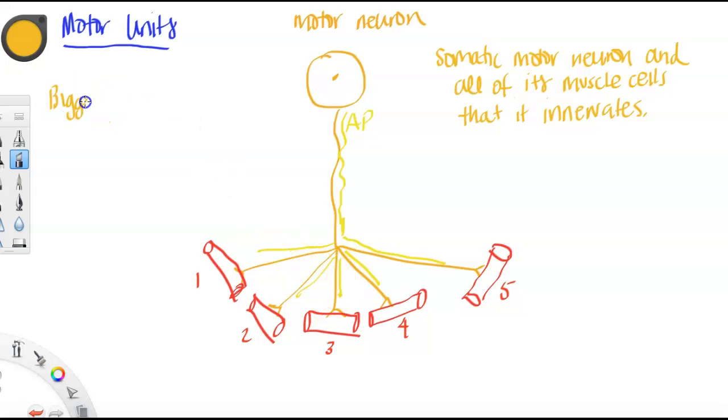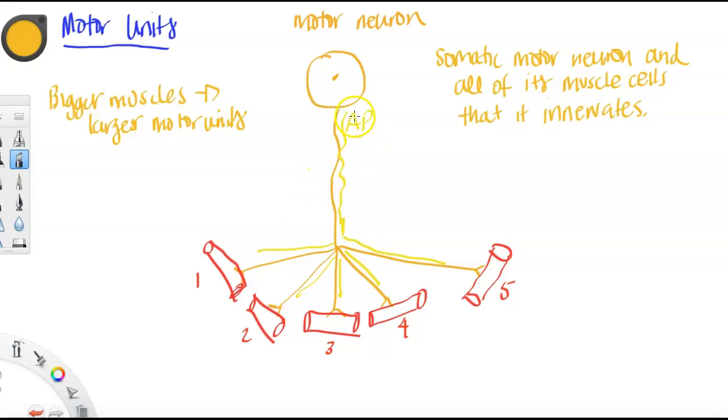So bigger muscles equal larger motor units. Again, smaller muscles have smaller or fewer motor units. Within a motor unit, all of the muscle cells are of the same type. We'll talk later about the different types of muscles. And within a motor unit, all the muscle cells are of the same type, okay?